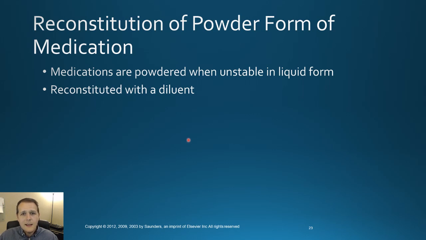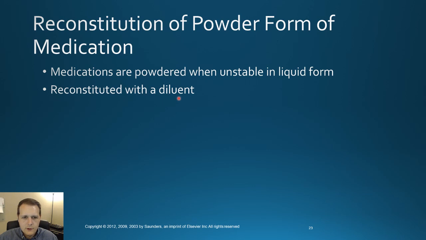Now, sometimes you have medications that come in a powder form. It's called lyophilized powder or freeze-dried powder. And basically, you have to put that into solution before you can actually draw it out and give it to a patient. So we call that reconstitution. And what you use to reconstitute is called a diluent. This may either be sterile water or it may be saline, sodium chloride.